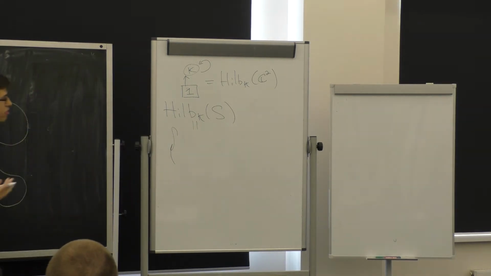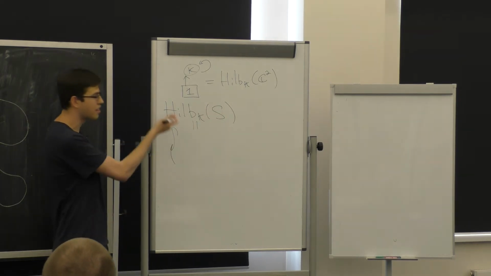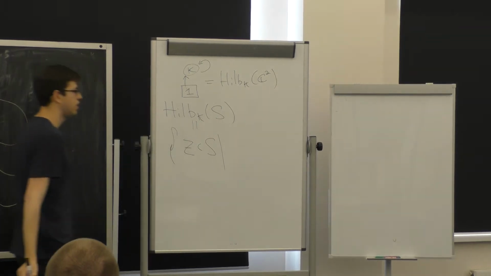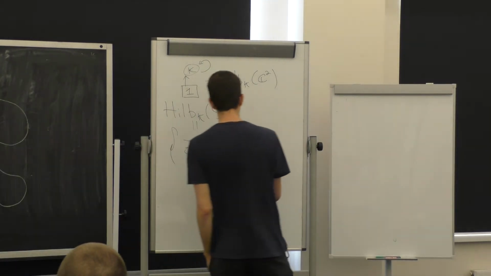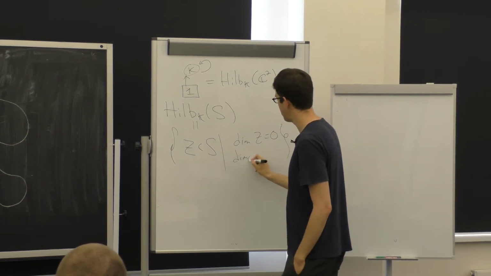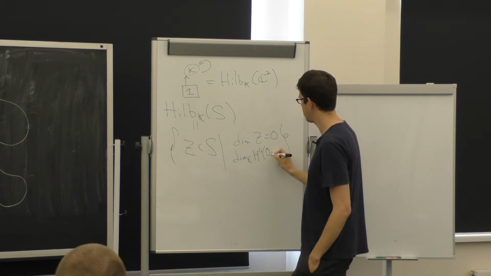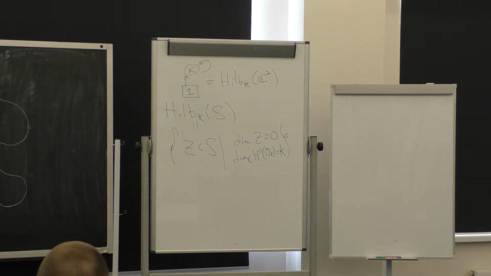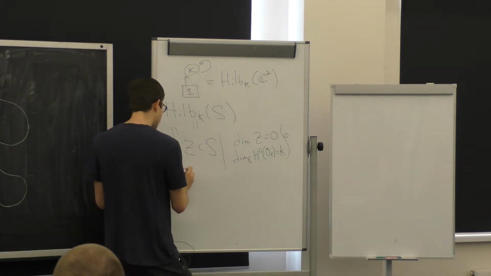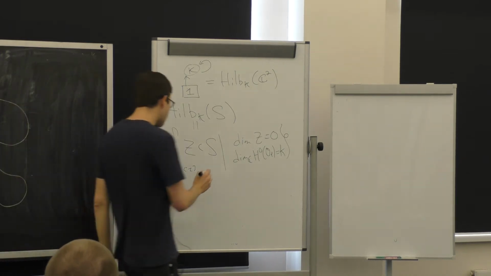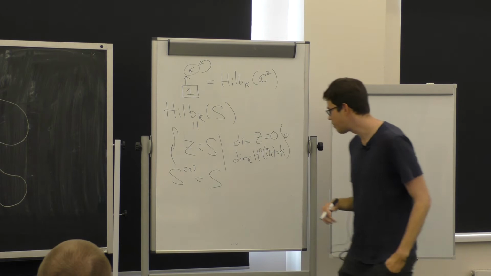This is some scheme that parametrizes zero-dimensional length K subschemes of S. So I take subschemes of S that are of dimension 0 and of length K. And this is some variety that can be thought of as parameterizing configurations of K points on S. So for example, if I just have the Hilbert scheme of 1 point on a surface, there's not so much interesting that can happen. I just get the surface back itself.